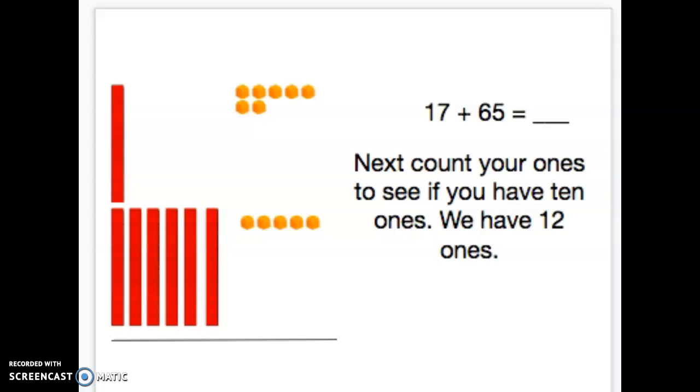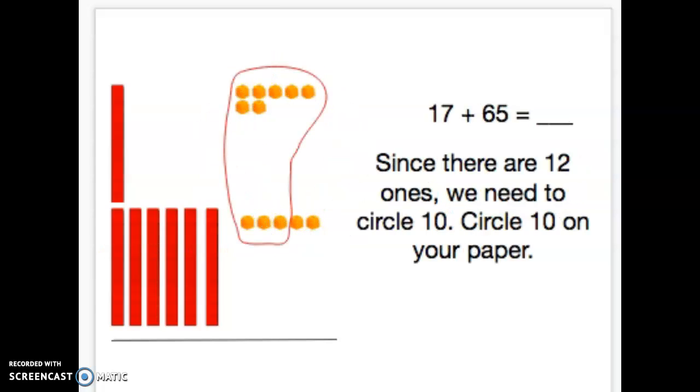Next, count your 1s to see if you have 10 1s. So here's 7, 8, 9, 10, 11, 12. Here I have 12 1s. Since there are 12 1s, we need to circle 10 of those to make another 10. So here's 7, 8, 9, 10. So we circled these 10 1s in red. I want you to circle your 10 1s on your paper.